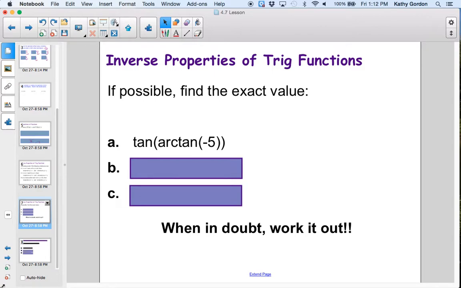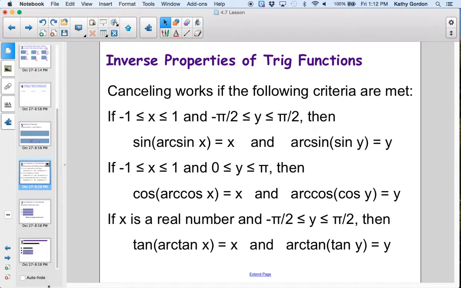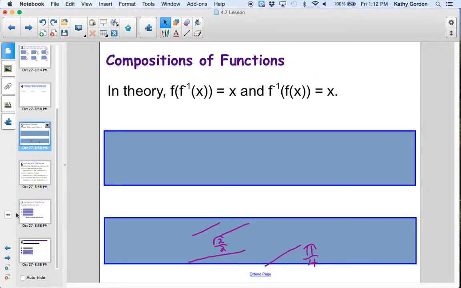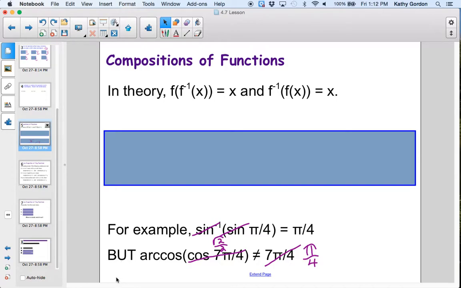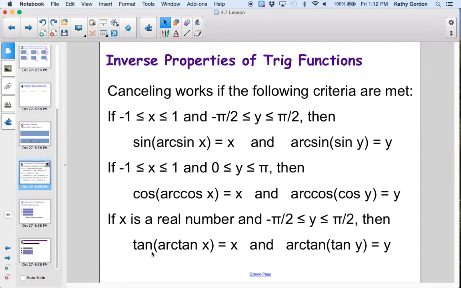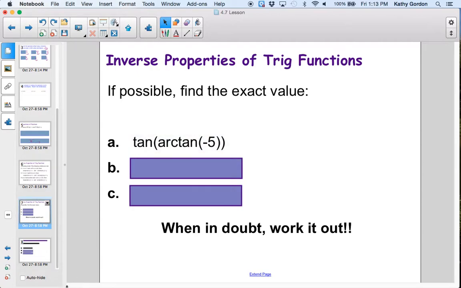So would this be something where I'm allowed to just cancel the tangent and arctangent, or do I have to actually work this out? Just cancel. This is when we should be able to cancel, because x is any real number. Anything can go in for x, and I can cancel them out and get x. I've got the tangent of an inverse tangent. I'm allowed to put anything in there as long as it's a real number, and things will just cancel. The answer is -5.